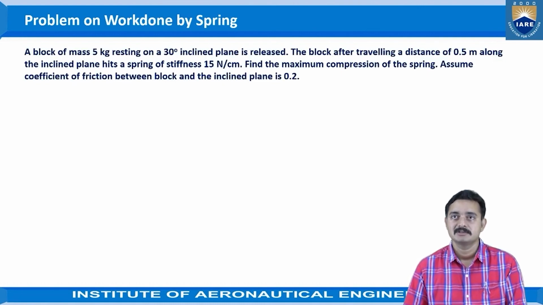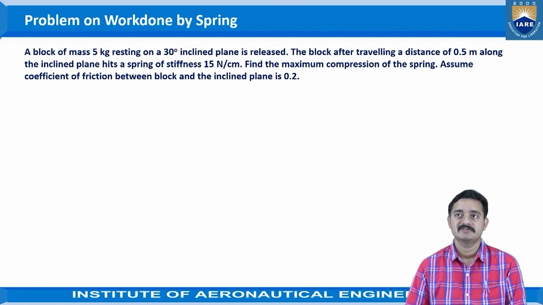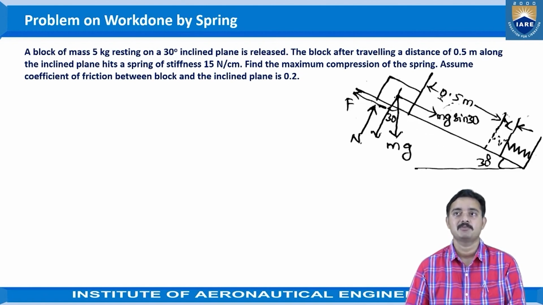Now another problem on work done. A block of mass 5 kg resting on a 30 degrees inclined plane is released. The block, after travelling a distance of 0.5 meter along the inclined plane, hits a spring of stiffness 15 Newton per centimeter. Find the maximum compression of the spring. Assume the coefficient of friction between the block and the inclined plane is 0.2.